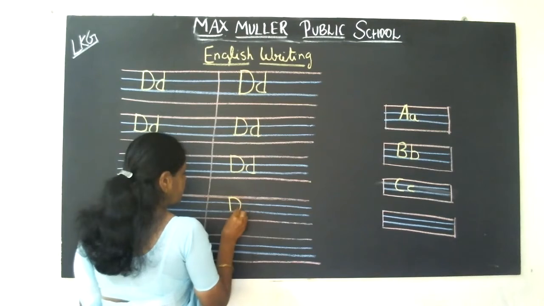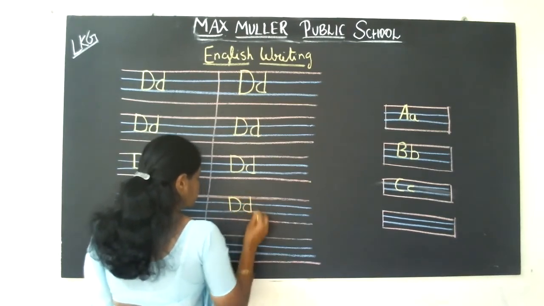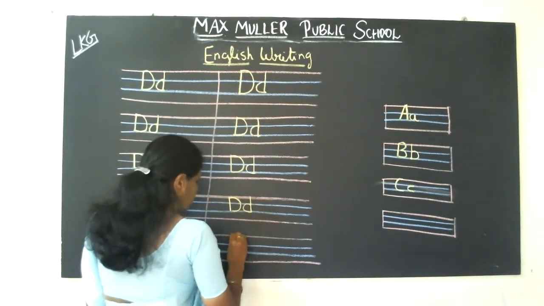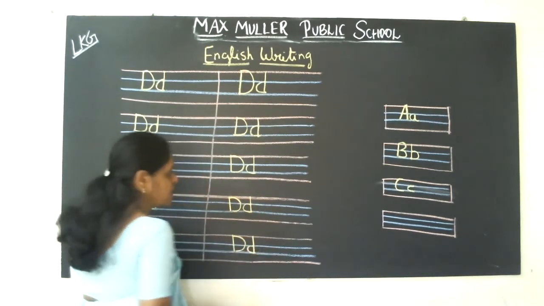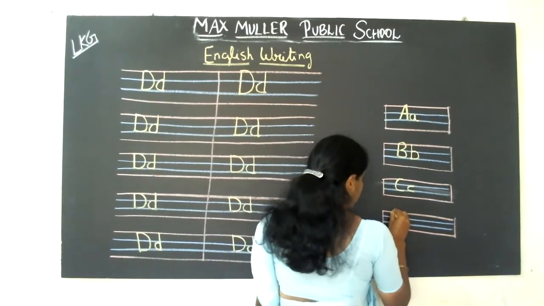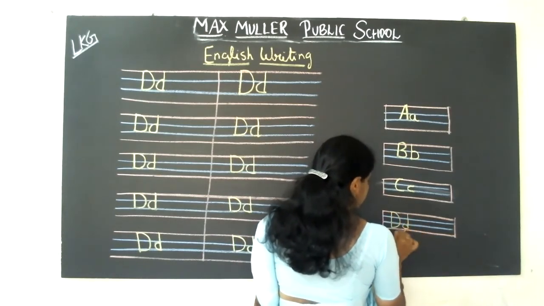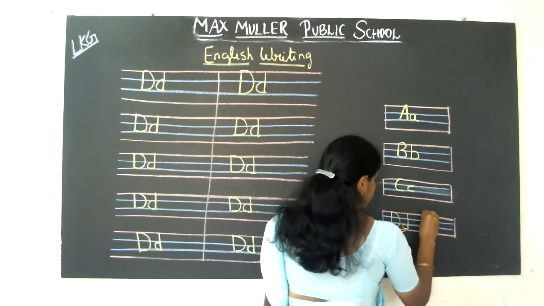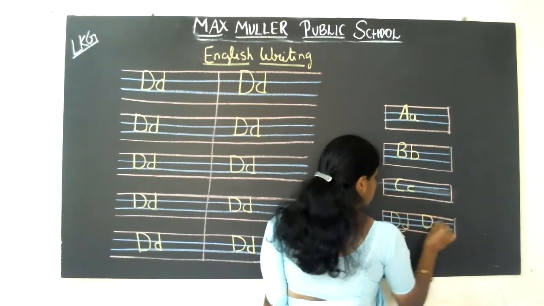Repeat. Capital D, sorry, small d. Capital D, small d. So how do you write capital D? From the red line to the blue line. Don't go to the next blue line. Don't write like this. This is wrong. You should touch the red line to the blue line. Draw a curve.